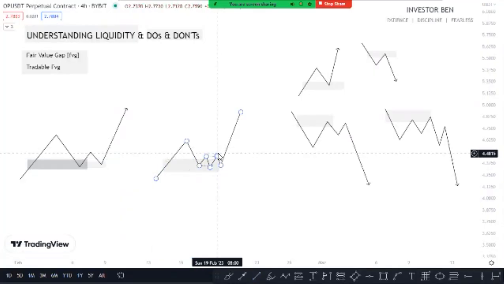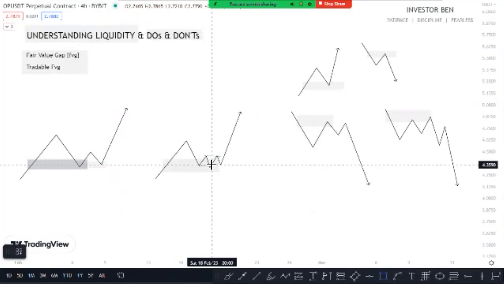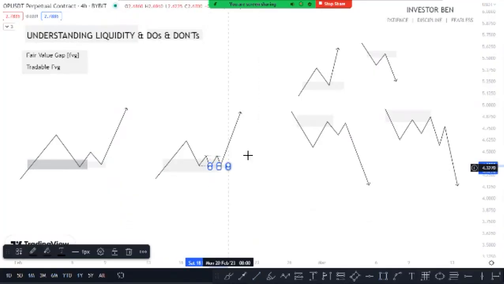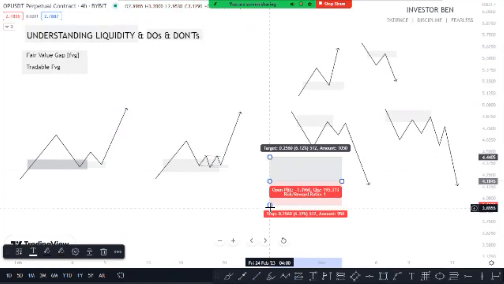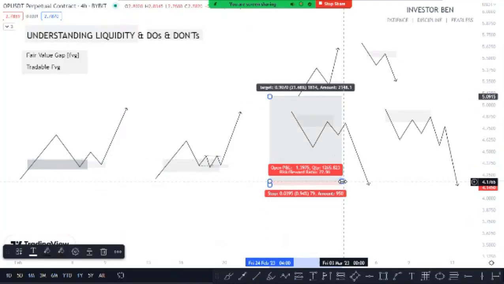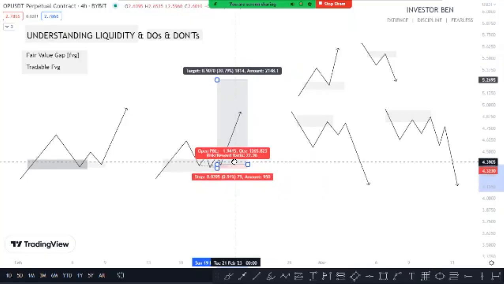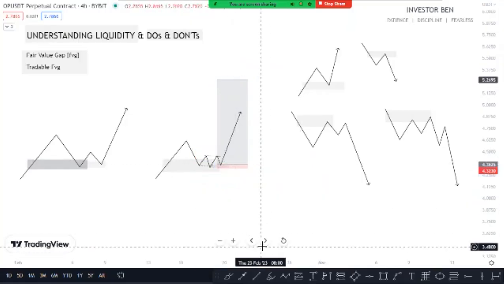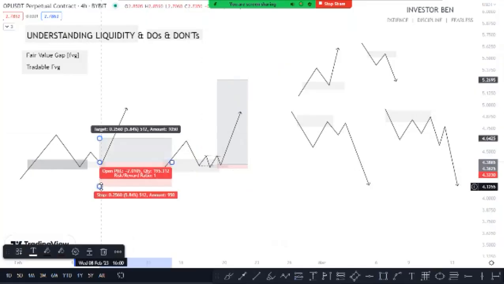You'll be looking to buy a long from this minor structure here, right? You'll be looking to buy a long from here. Same thing with this. You'll be looking to buy a long from here, right?